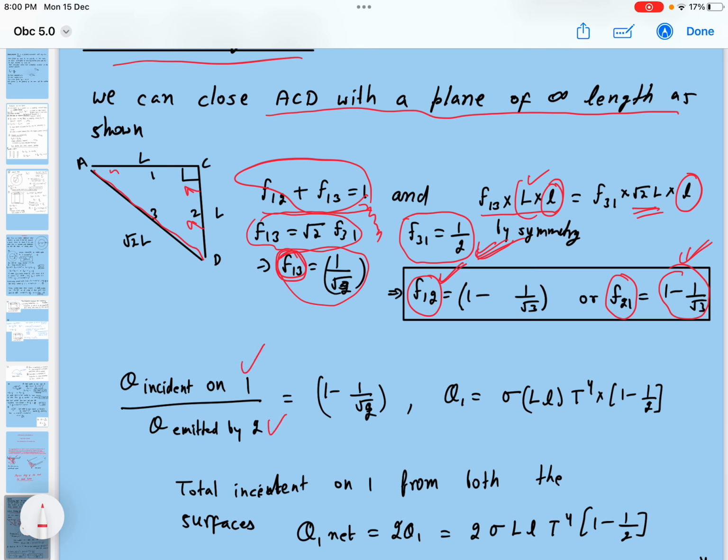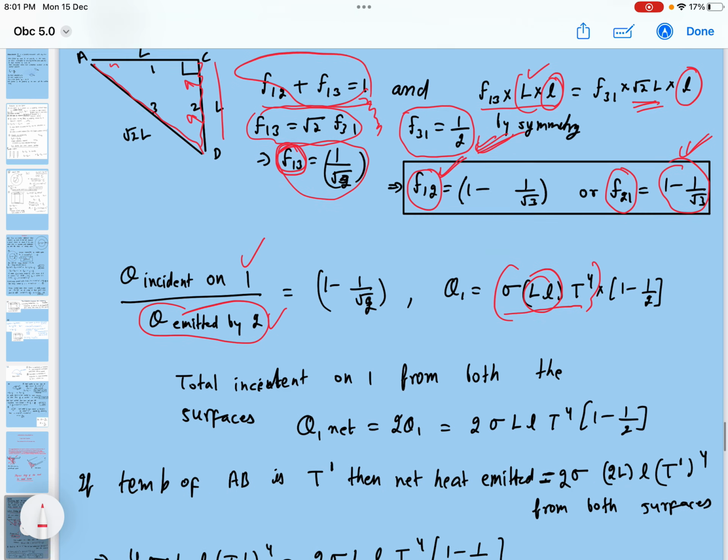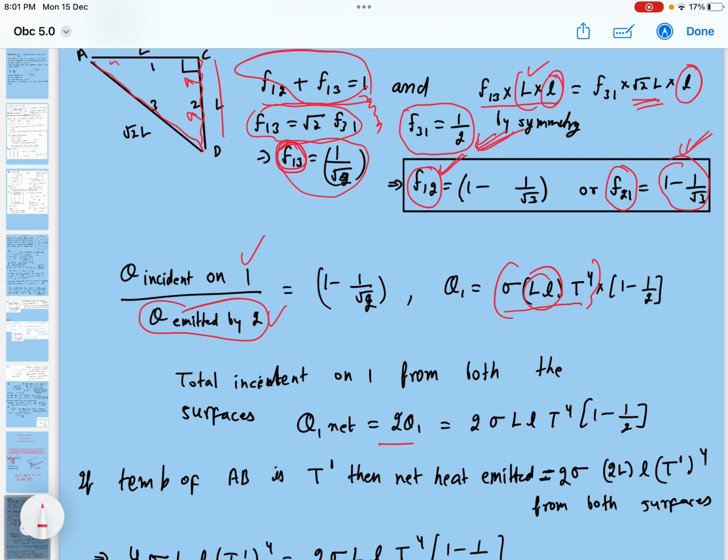Now what is Q1? Sigma A T to the power 4, right? What is emitted from 2 is this quantity, since it's a black body, with emissivity equal to 1. The area is capital L into small l, where small l is the plane length. I'm talking about just one surface, the left surface of CD. The right surface is still there, so I will double it. So the total heat coming is 2Q1.